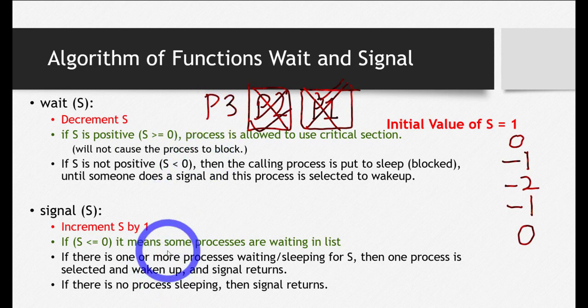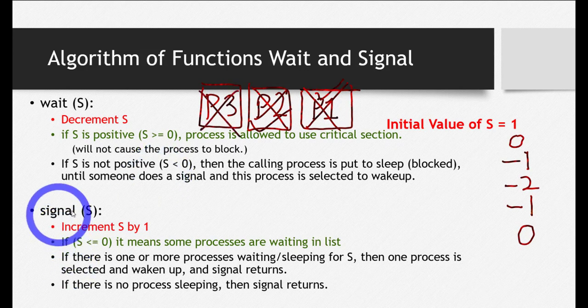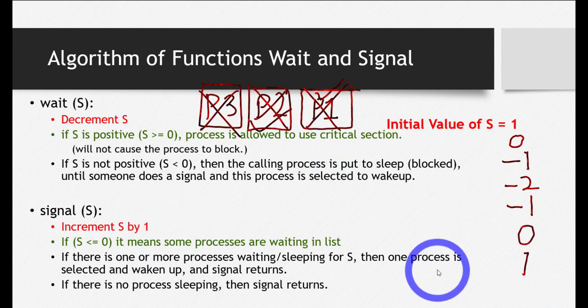Now P3 is selected and P3 is now using the critical section. So let's say P3 has done its work too. After completing its work, P3 will call this function signal and it will increment S by 1. Now let's increment 0. So when we increment it, it becomes 1. Now this condition will be checked. Is semaphore less than or equal to 0? No, this condition is false now. Why? Because S is positive now. This condition does not hold true. So when this condition is not true, this means no process is waiting. So the signal will return. Right? So this is how this all will work.